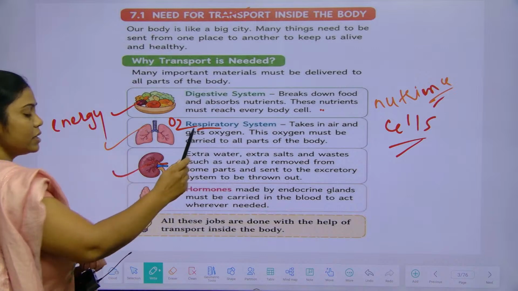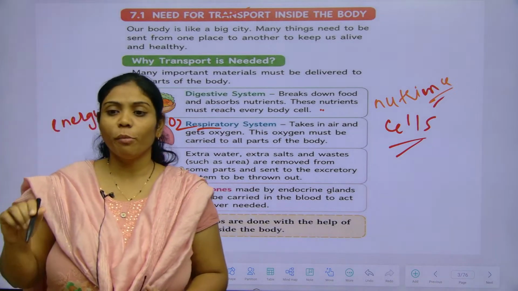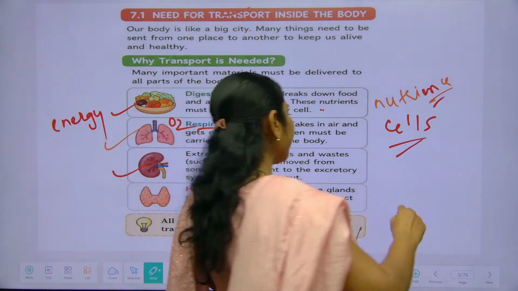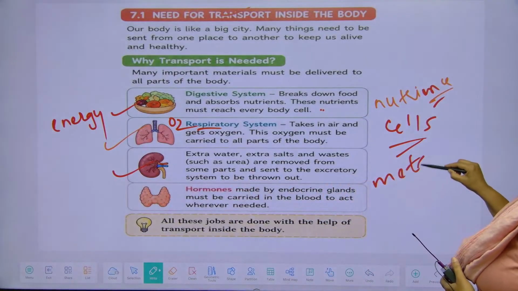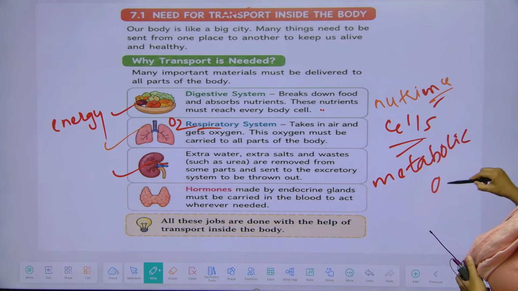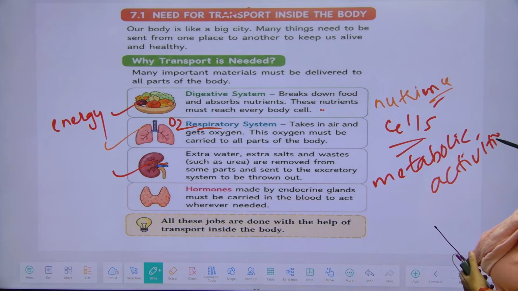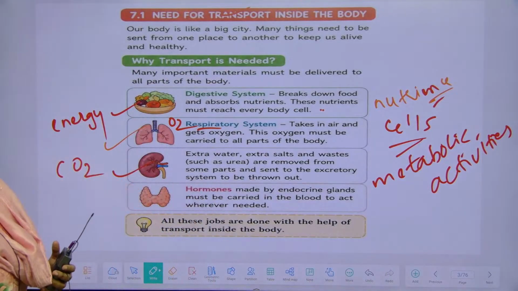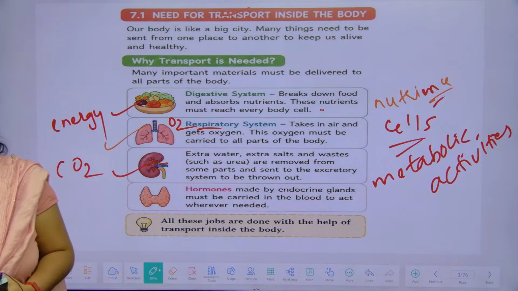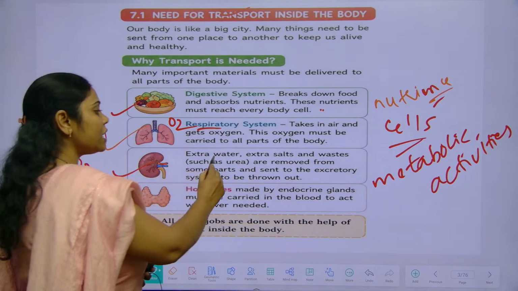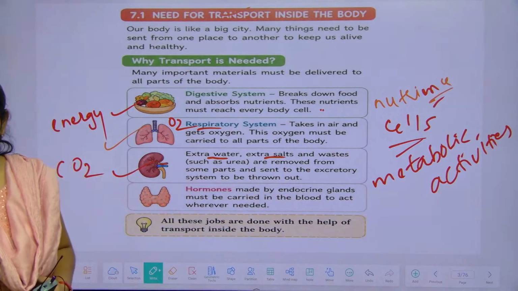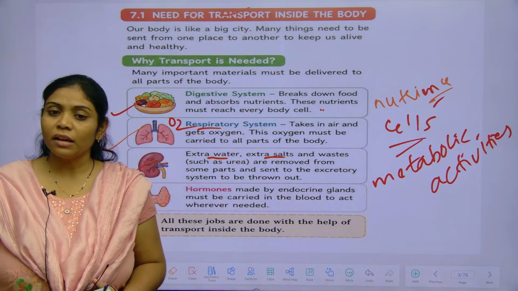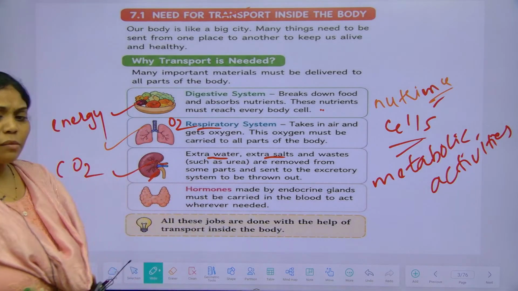Okay. And just now we discussed that we are performing different kinds of functions in a day, right? Scientifically we can call them metabolic activities. While we are performing metabolic activities, what happens? CO2 will be produced, and along with that some waste substances also will be produced. So, even those wastes have to be eliminated. To eliminate them, a carrier is required. Who will take this waste material? Through the blood itself only.